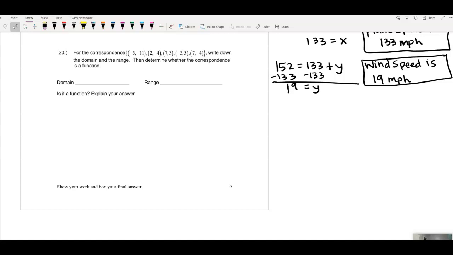There's 20 questions. You have 2 hours to take it. You can use your personal notes and you can use a scientific calculator. Those are the only 2 things.